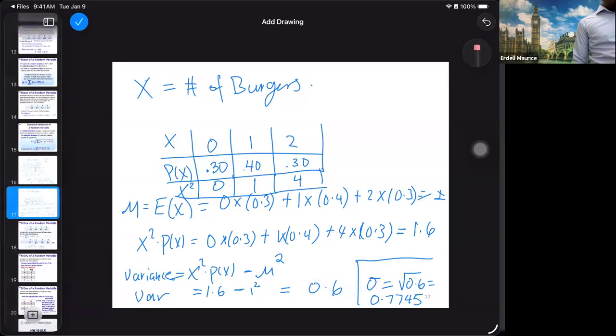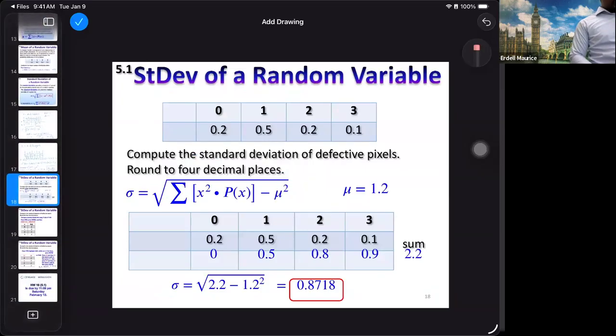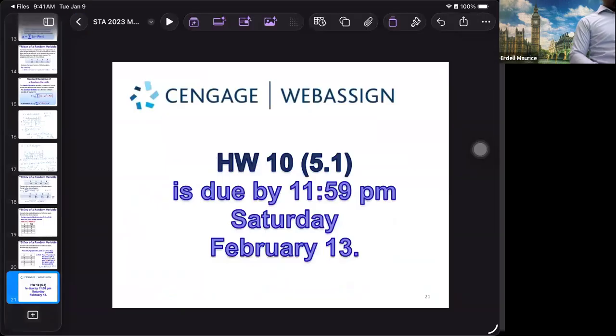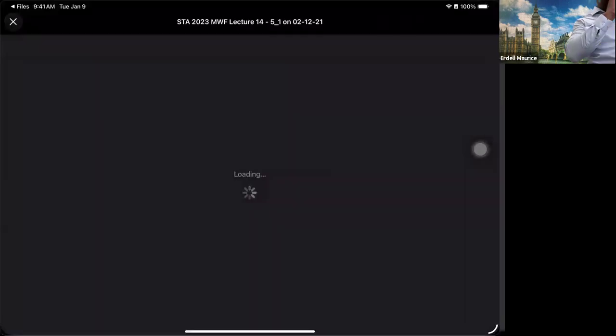All right, so this is their own example. We did several already, and that ends this one right here. There's one more example in 5.1.